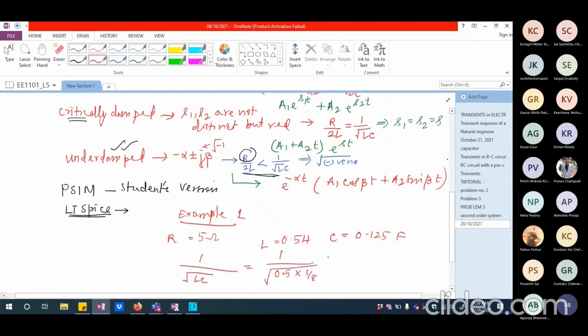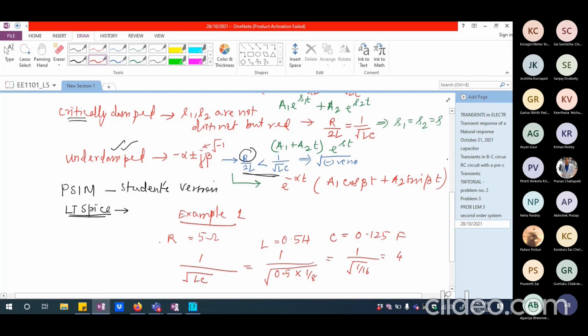So I'm looking at this. How much is it? This is 1 by 2, isn't it? So 1 by 2, that is 1 by 16. So I'm going to have 1 divided by root of 1 by 16. That is essentially going to be 4, right? So this is going to be 4.